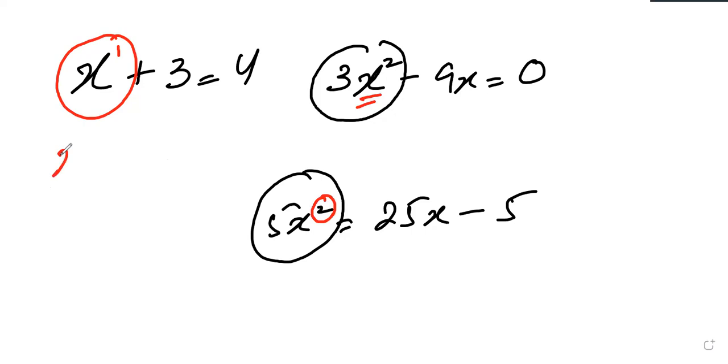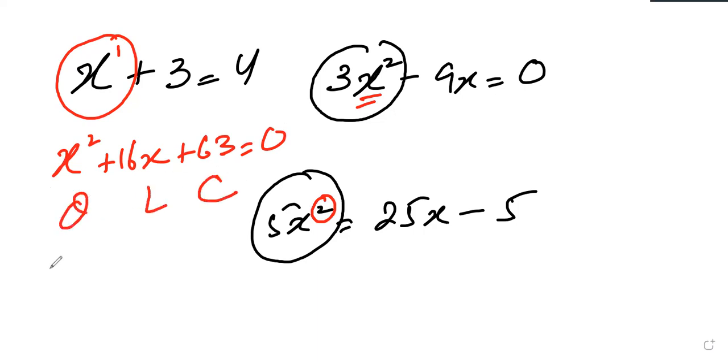For example, look here, guys. x square plus 16x plus 63 equals 0. What is this equation? Is this linear or quadratic? QLC: this is constant, this is linear, this is quadratic. So if the equation has a quadratic term, we have a linear term also and a constant term also. But if it has a quadratic term, we call it a quadratic equation.